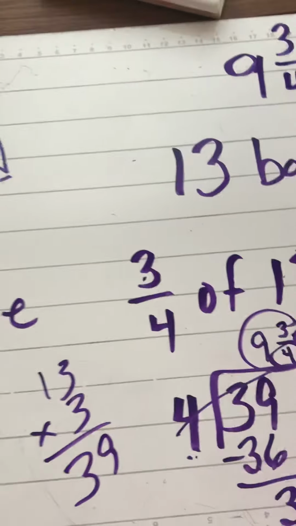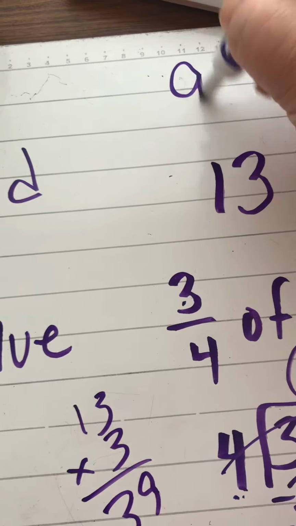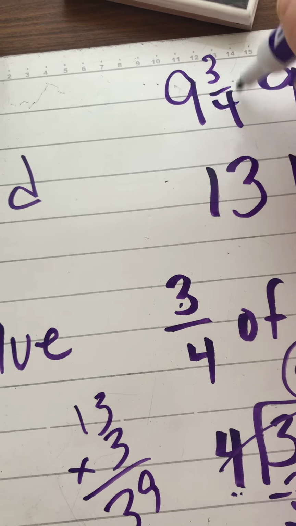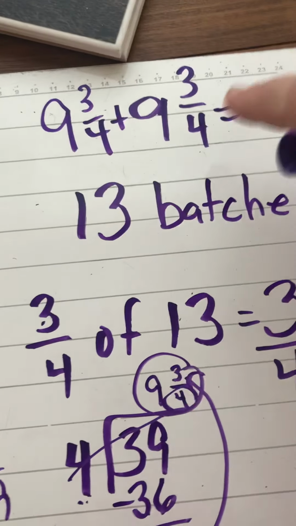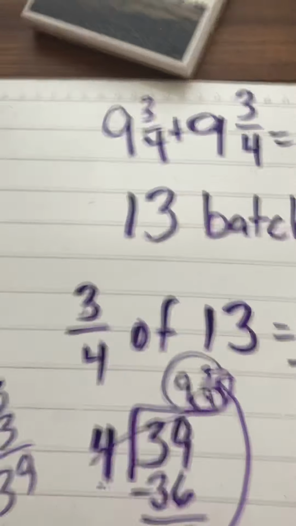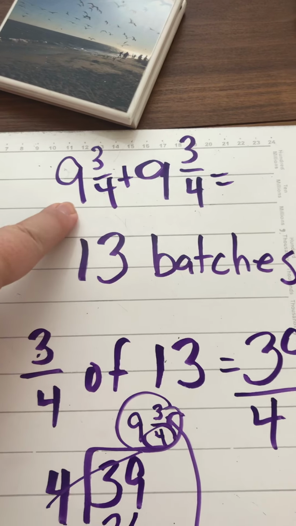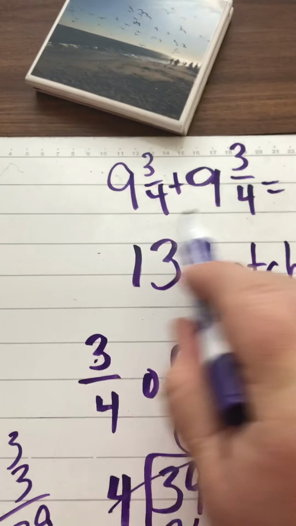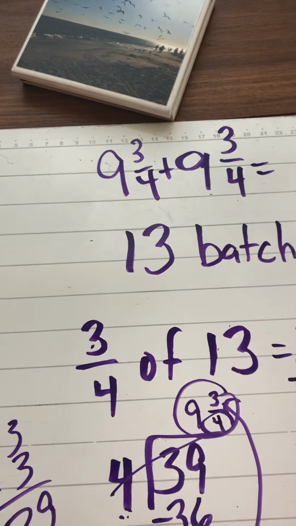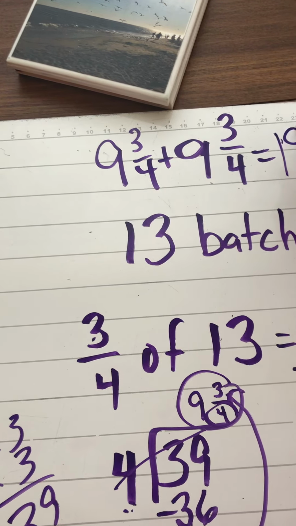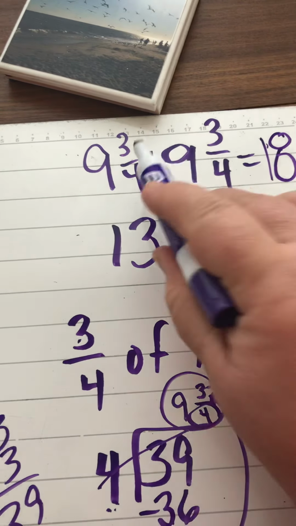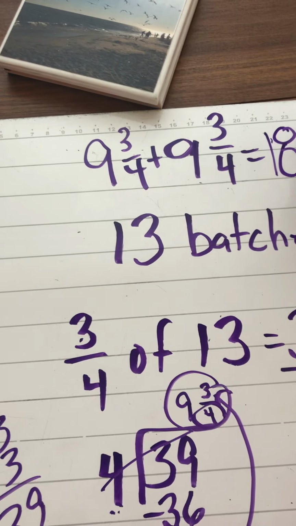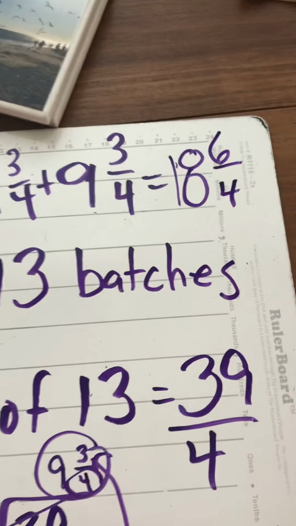So it's going to now be 9 3/4 plus 9 3/4. So 3/4 red gave me this. 3/4 blue gave me this. Now all I need to do is add the two. So I have 9 plus 9 is 18. 3/4 plus 3/4 gives me 6/4.